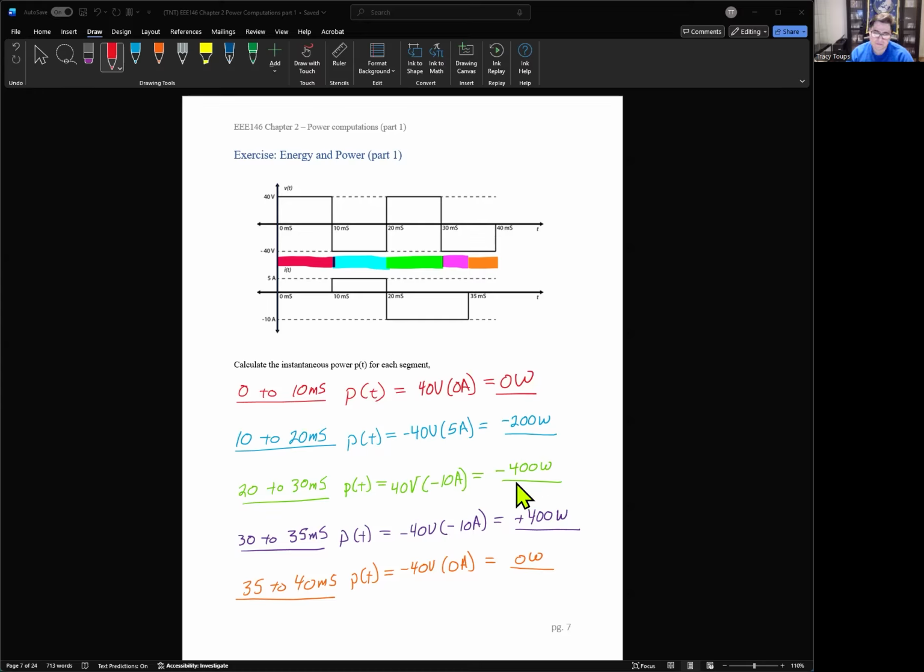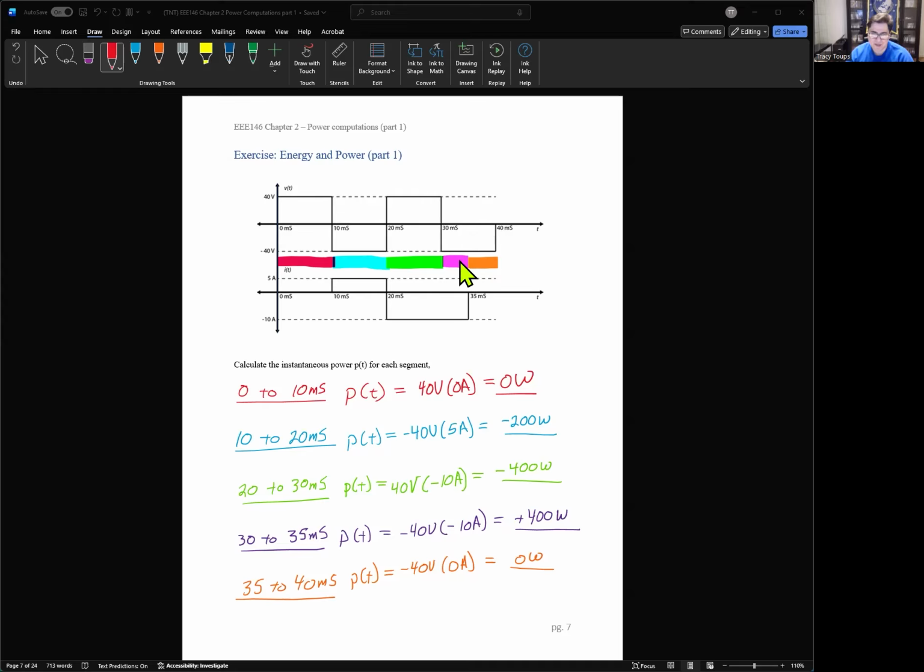And then from 30 to 35 milliseconds, the voltage will swap over to negative 40 volts. From 30 to 35, instantaneous power is equal to negative 40 times negative 10, or positive 400 watts, because you have two negatives multiplied together, which is a positive. And lastly, from 35 to 40, we're going to have a negative 40 volts right here, but then 0 amps, so we get 0 watts coming out.